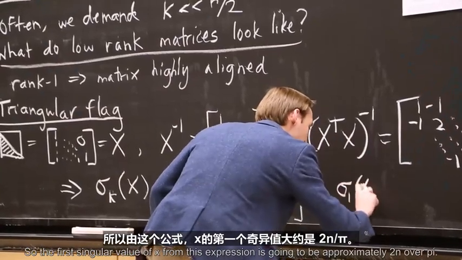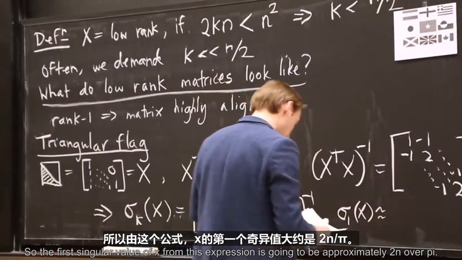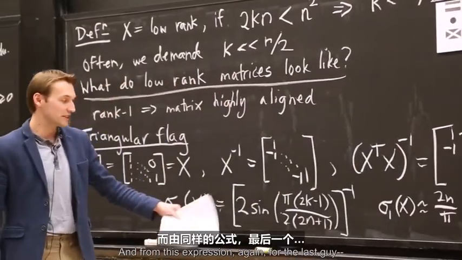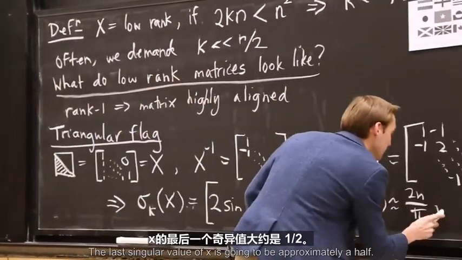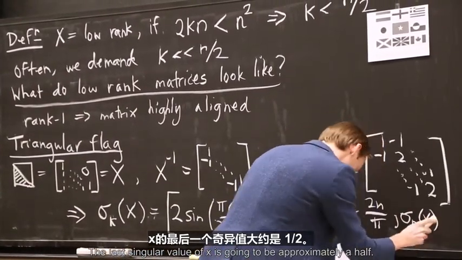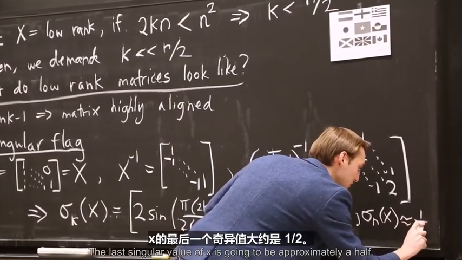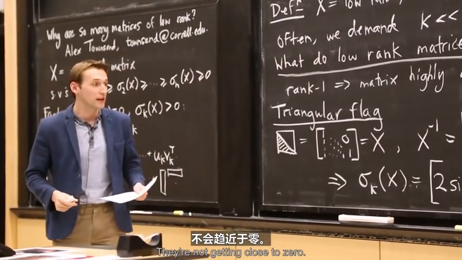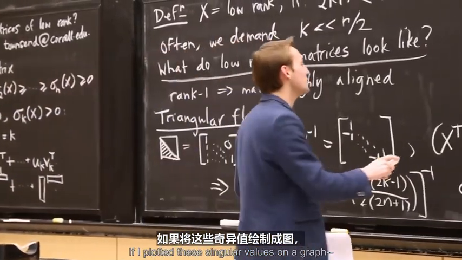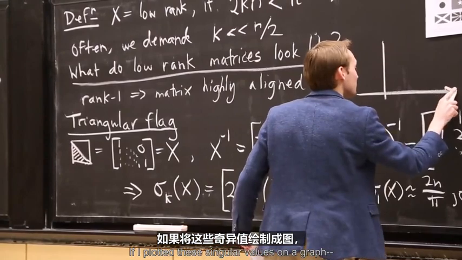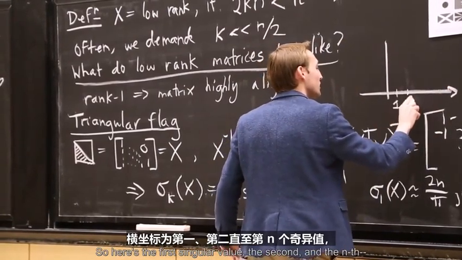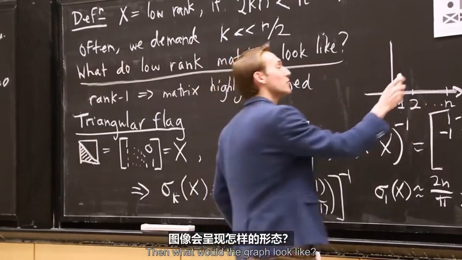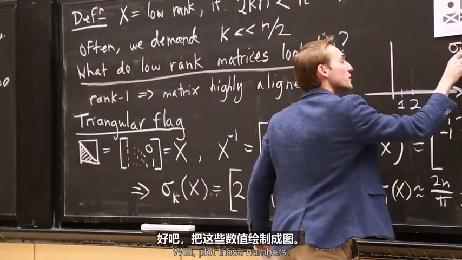So the first singular value of X, from this expression, is going to be approximately like 2n over pi. And from this expression again, the last singular value of X is going to be approximately a half. So these singular values are all large. They're not getting close to zero. If I plotted these singular values on a graph, so here's the first singular value, the second, and the nth, then what would the graph look like? Well, I'll plot these numbers.